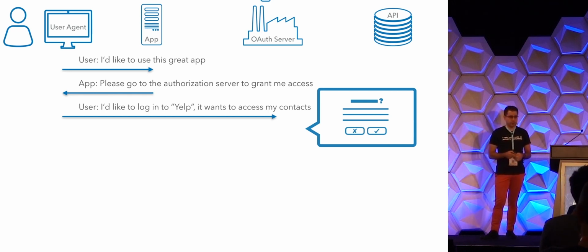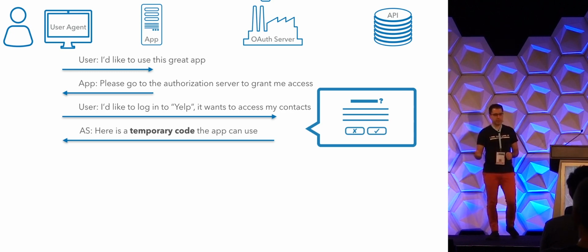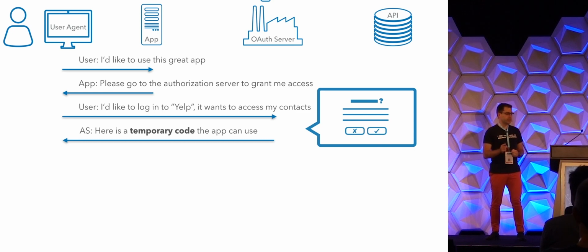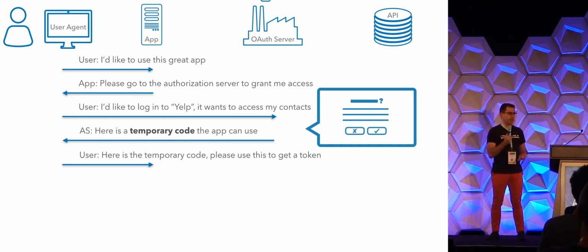At that point, the OAuth server says, great, here is a temporary code you can take back to the application. That is an authorization code. That's a one-time use, time-limited code. That goes back into the browser. The browser then delivers it back to the application, saying, here's the temporary code that the OAuth server gave me. You, the application, can use this to get an access token.